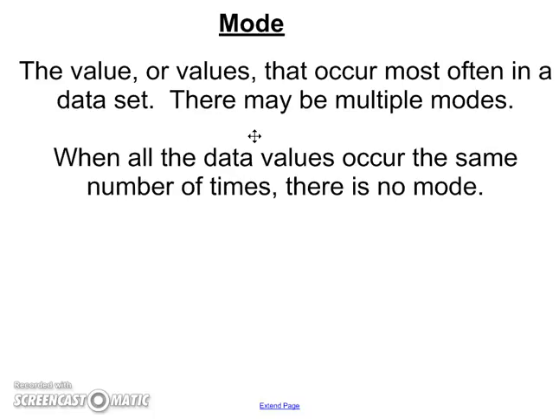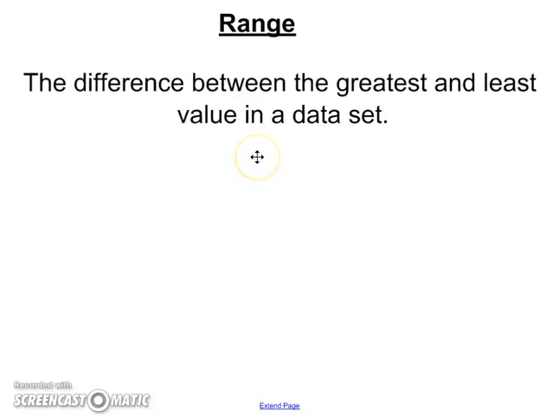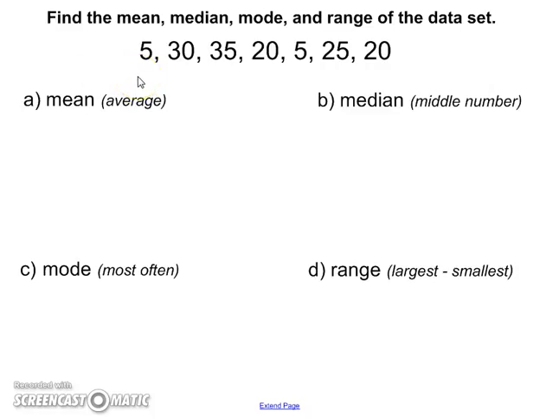Now, it is possible also to not have a mode at all. When all of the data occurs the same number of times, there is no mode. For example, if we had a set that went 1, 2, 3, 4, none of the numbers happen more often than the other numbers, and in that case there would be no mode. And then we get into the range, and the range is simply the difference between the greatest and the least values in the data set. Let's do some examples dealing with these 4 concepts. Find the mean, median, mode, and range of the data set.